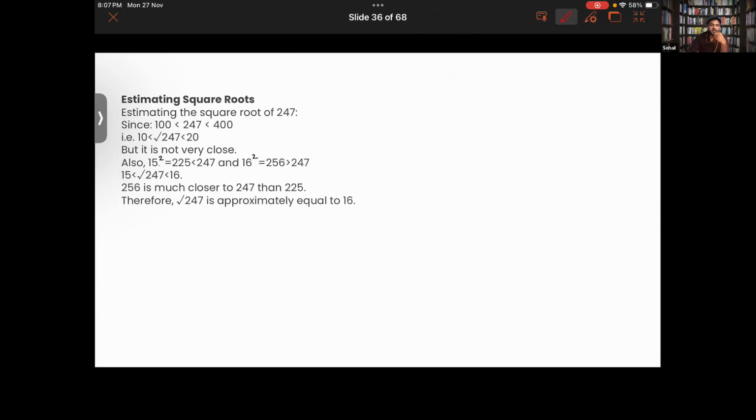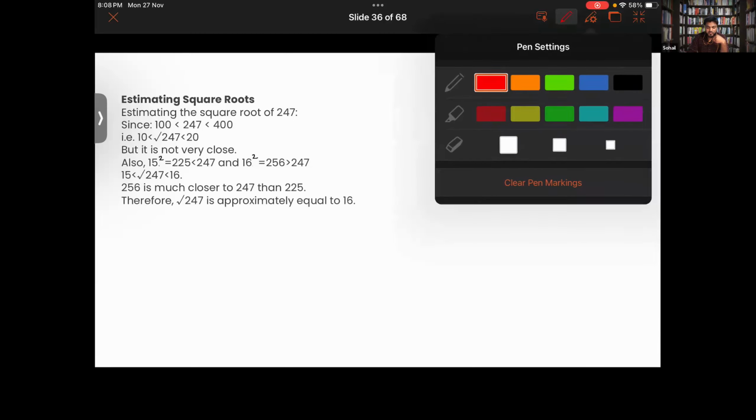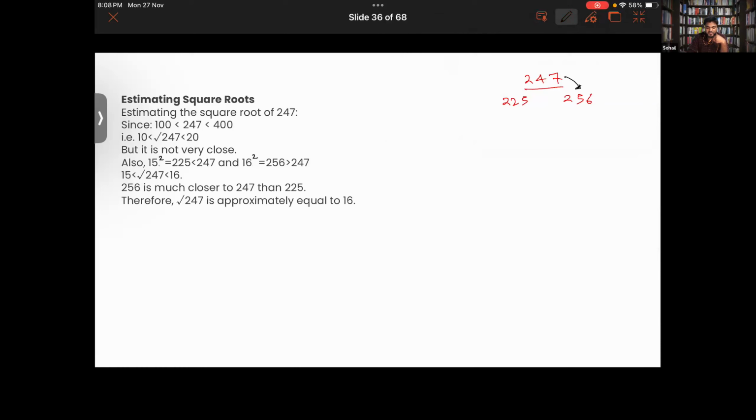15 square is 225, 16 square is 256, right? The nearest square number to 247 is what? 256. 225 and then 256. Out of the two, which one is nearer? 256. Here the difference is only plus 9, and there the difference is plus 12, right?